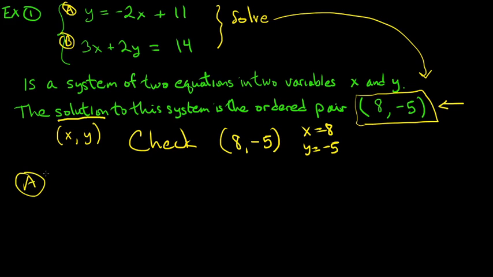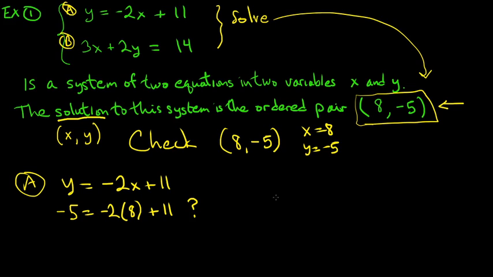So let's start with equation A. Equation A is y equals -2 times x plus 11. So if I replace y with -5, and I replace x with the number 8, is this true? Does -5 equal -2 times 8 plus 11? Well, let's see. -5, there's nothing we can do with that. But on the right side of the equation, we have -2 times 8. -2 times 8 is -16. And -16 plus 11, or if you prefer, 11 minus 16, is indeed -5.